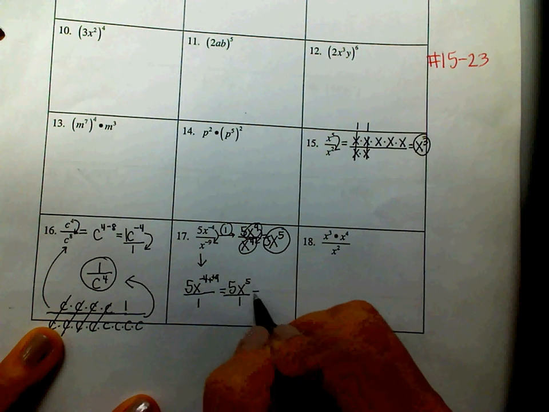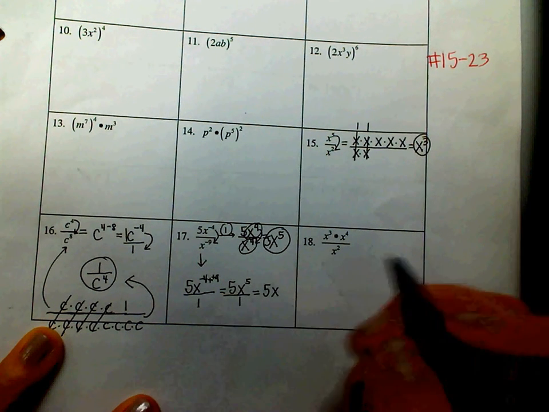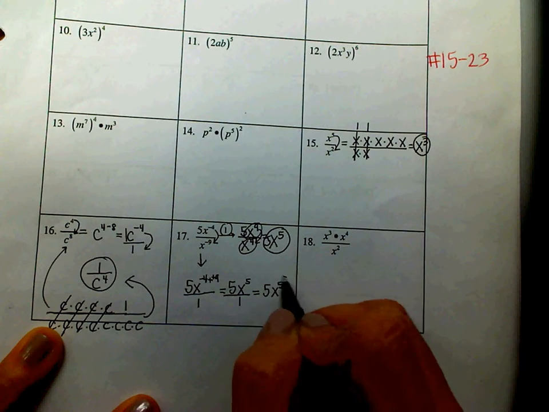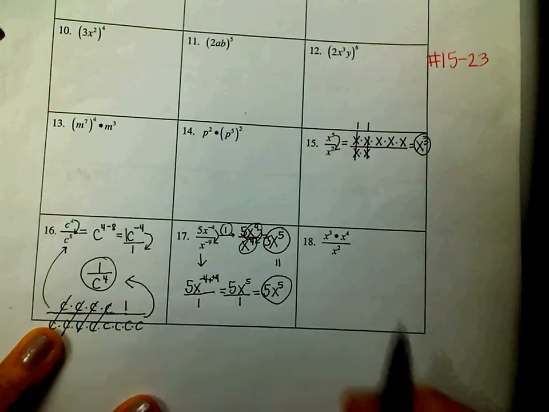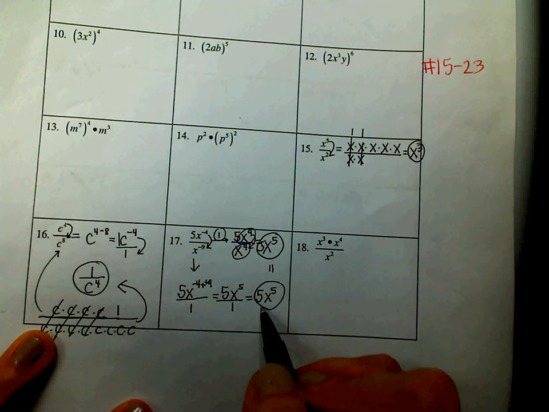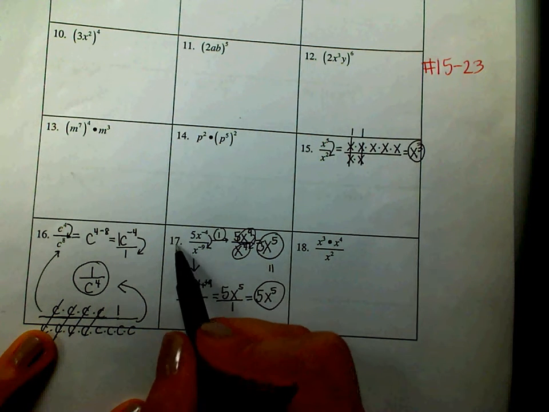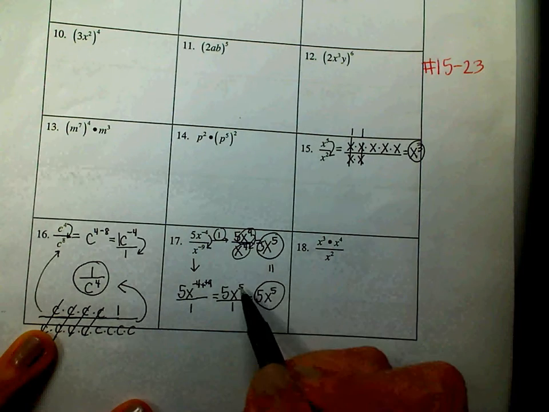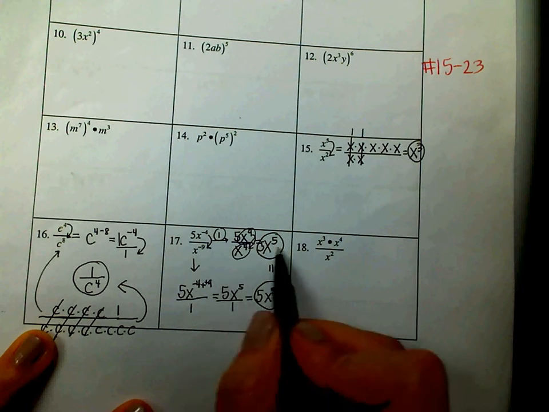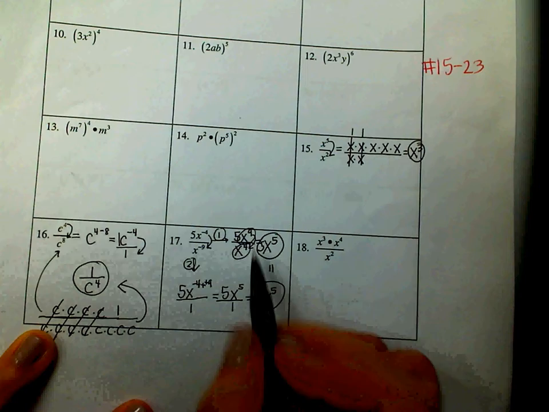But anytime you have 1 on the bottom, think about it, 5 divided by 1 is just 5. So these are the same. These are just 2 different ways to get the same answer. If you didn't quite get that, rewind to the beginning of number 17 and just pick one method that makes sense to you and go with that. This is one way, and this is the second way to get the same answer.